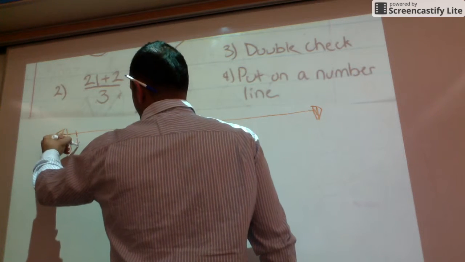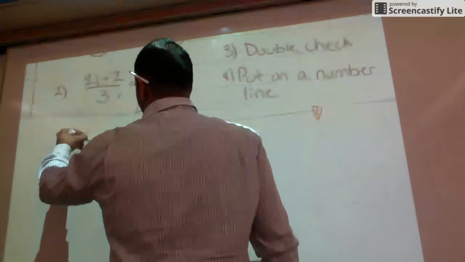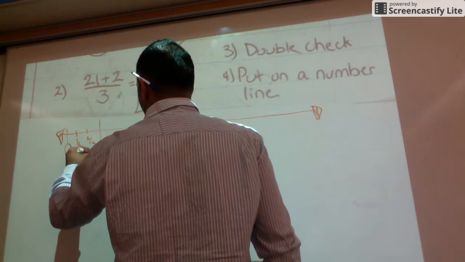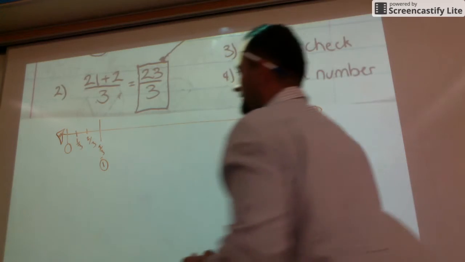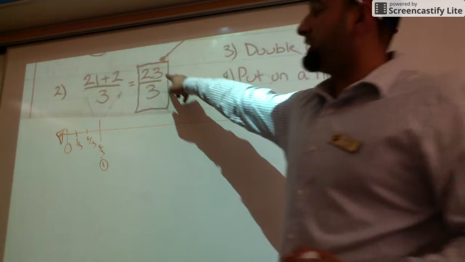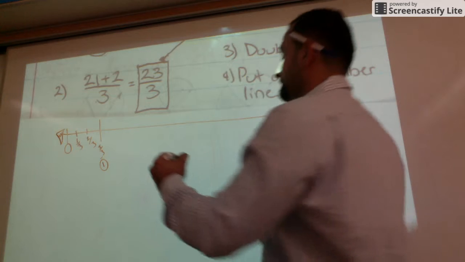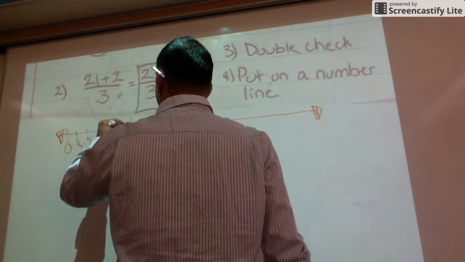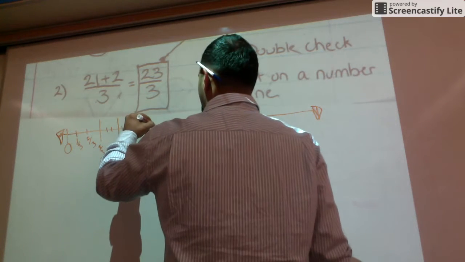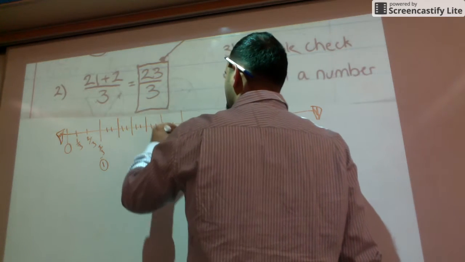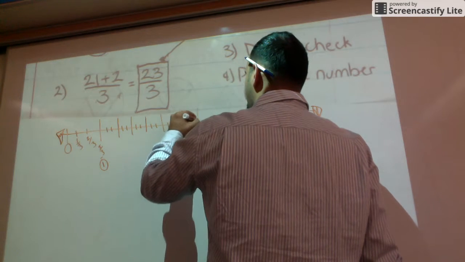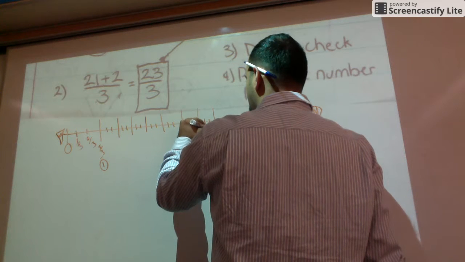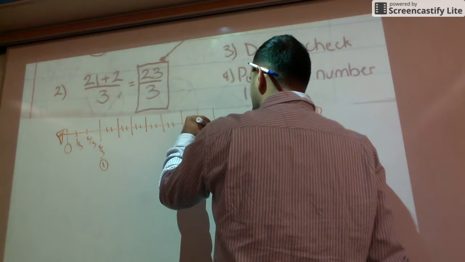So I have 1 out of 3, 2 out of 3, 3 out of 3. And 3 out of 3 is really, remember we were talking about it as 1 whole. So I'm going to continue to do that until I get to 23 out of 3. So I'm going to keep going. 4, 5, 6, 7, 8, 9, 10, 11, 12, 13, 14, 15, 16, 17, 18, 19, 20, 21, 22, 23, 24. So 23 is right here.